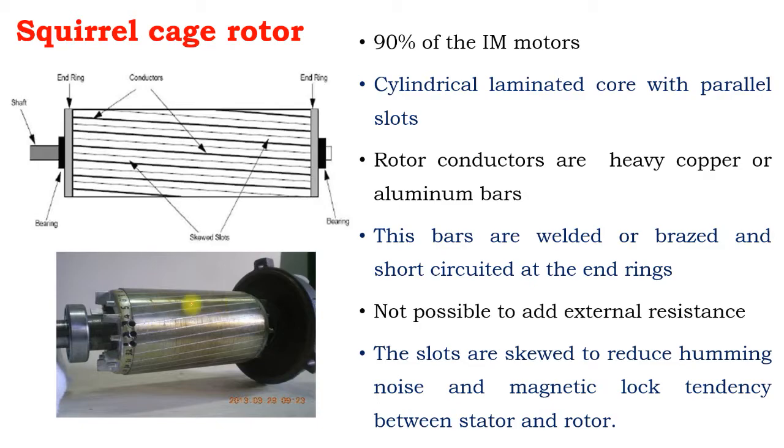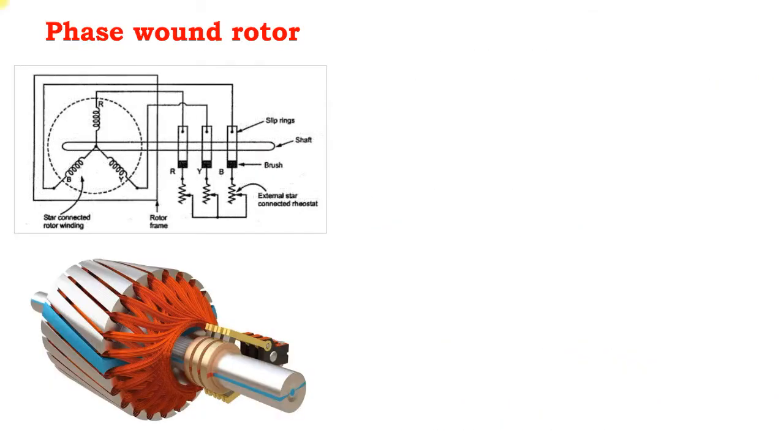And one more point I have to say here: look at that, all the bars are not parallel, they are skewed. The reason is, in order to reduce the humming noise and the magnetic locking tendency between the stator and rotor magnetic fields, all these conductors are arranged in skew form.